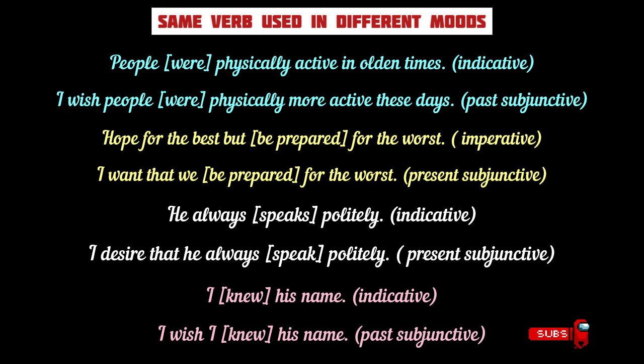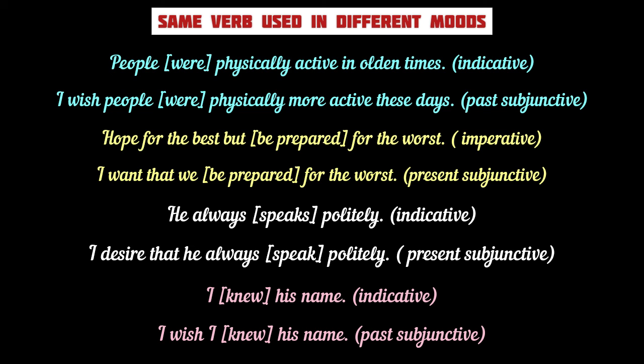Hope for the best, but be prepared for the worst. Here both the verbs hope and be are in imperative mood, because they express advice or suggestion. But in the next sentence, I want that we be prepared for the worst. The verb be prepared in the subordinate clause is in the present subjunctive mood, simply because it expresses desire or wish. In this way, the same verb be is used in two different moods in these sentences.